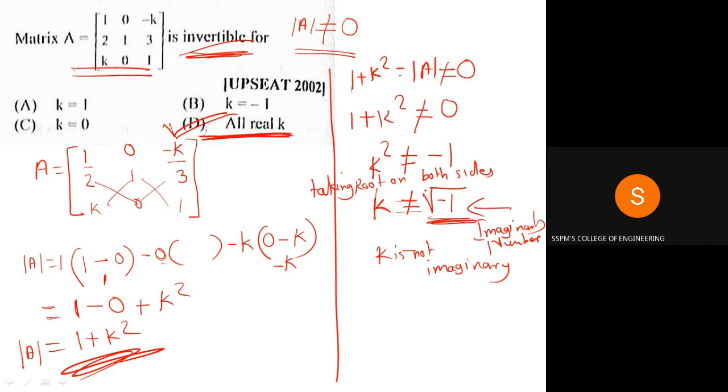One thing you have to remember here is that if it is said that the matrix A is invertible, that means the determinant of A is not equal to 0. And if it is said that matrix A does not have an inverse or is not invertible, then we have to consider that the determinant of A is equal to 0.